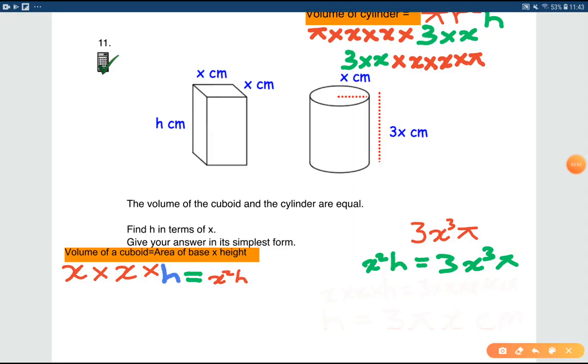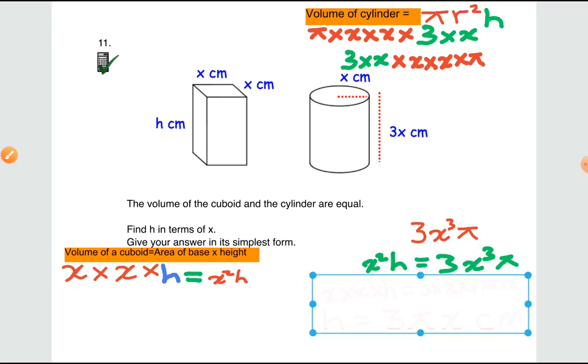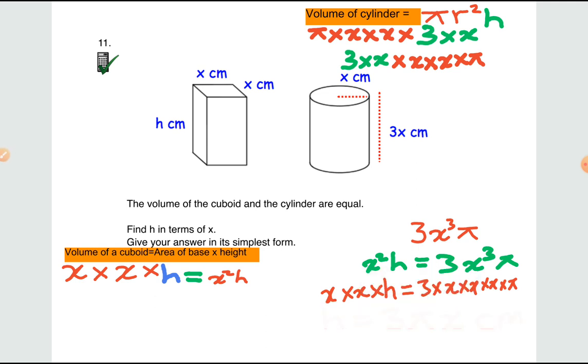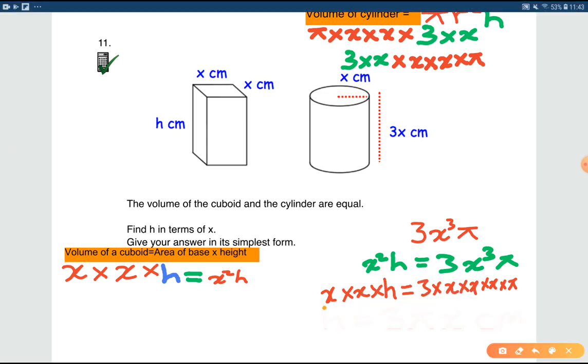Now to make it easier to see a few things, I'm going to write this out the long way. Can you see now? Instead of x squared, I've written x times x times h here, and instead of 3x cubed times pi, I've written it out long like that, because this helps us to see that since I've got times x here, I can cross it out here. This is called cancelling out, and I've got times x here, so I can get rid of that x here. That leaves me with just h on the left hand side, and on the right hand side the 3 here, the x there, and the pi.